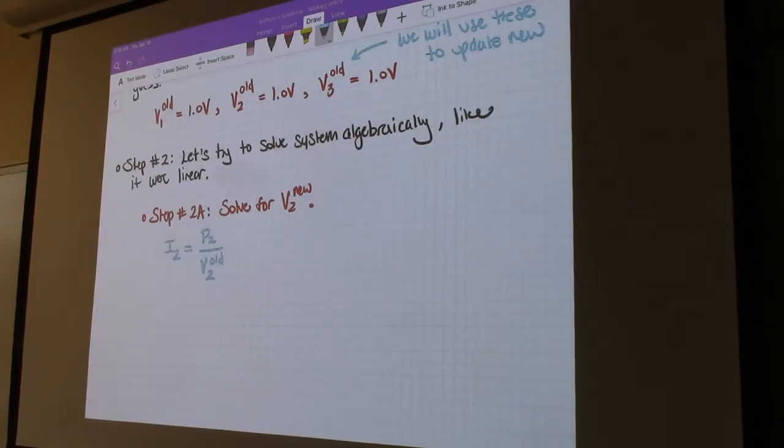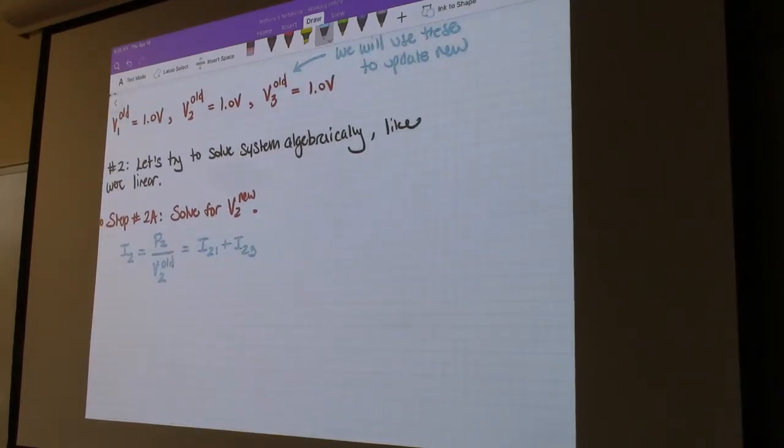We also know that this will be equal to I21 plus I23. And that in turn is V2 minus V1 over R12 plus V2 minus V3 over R13. And again, we don't know what V3 is, so I'm going to go ahead and say V3 old.